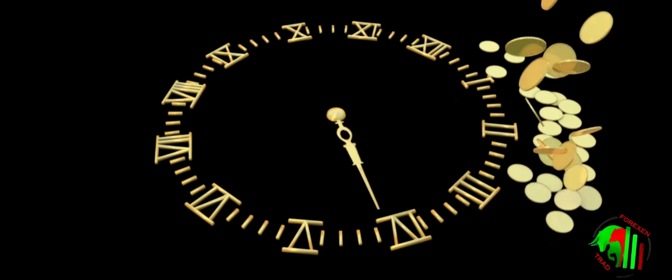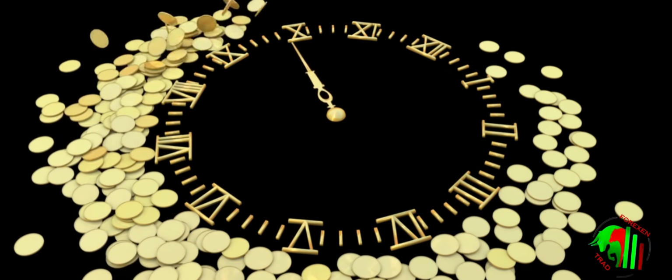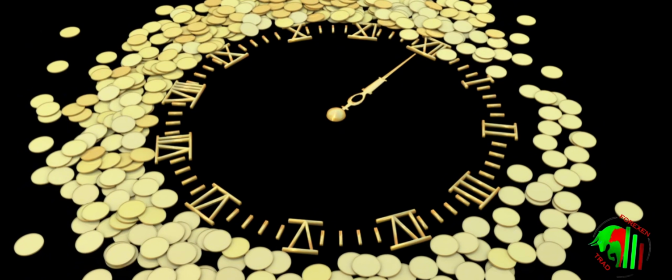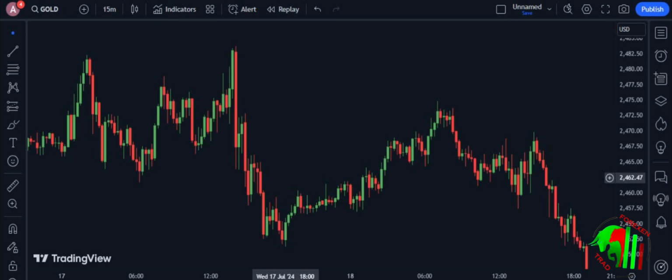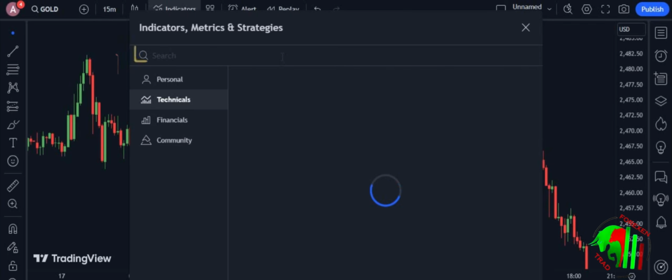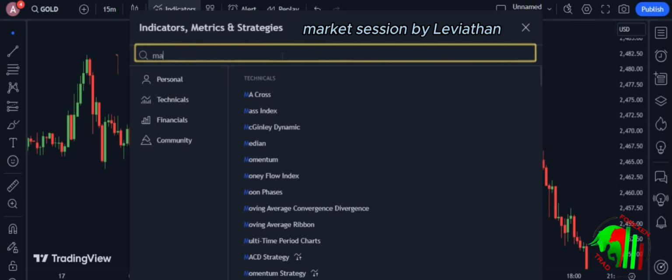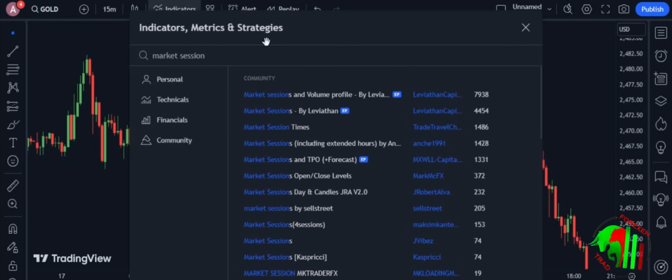The cryptocurrency market is open 24 hours a day, 7 days a week, including weekends and public holidays. Variable liquidity does not follow the same session patterns as the Forex market. Therefore, we will integrate another indicator to help us trade successfully in the Forex market. We will search for market session in the TradingView search box. Then we will choose market session by Leviathan.